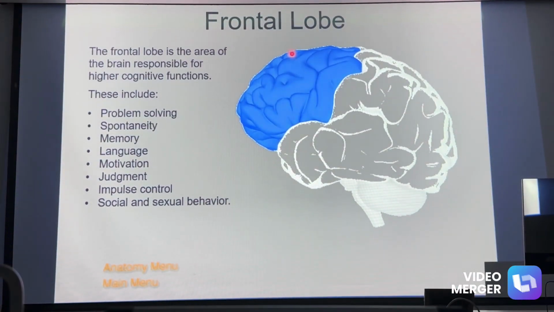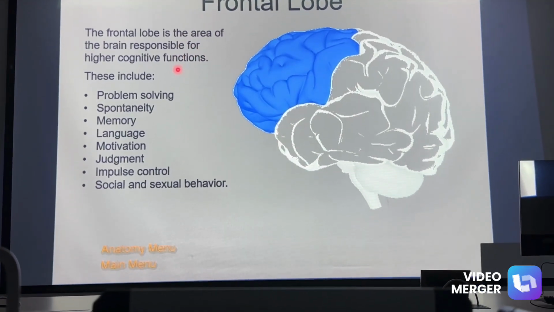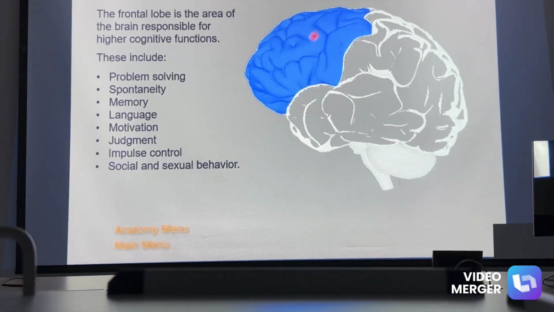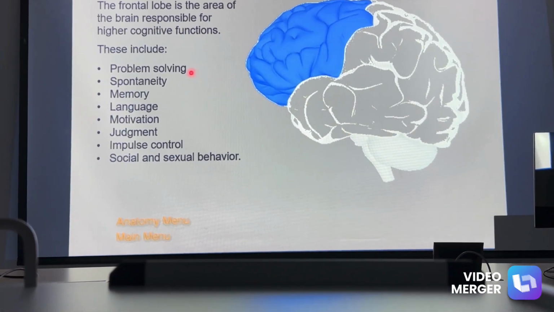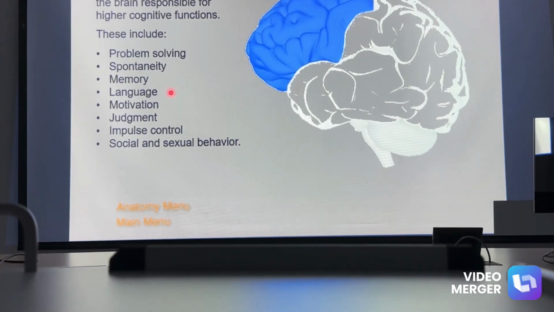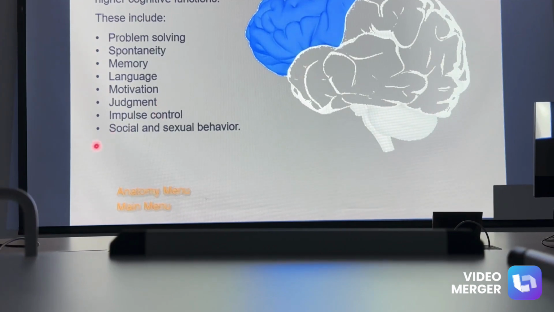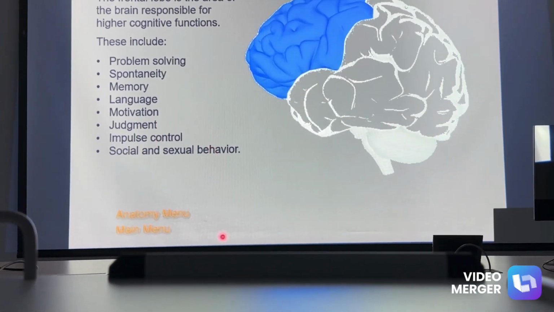We'll start with the frontal lobe. Frontal lobe is the area of brain responsible for higher cognitive functions, which includes problem solving, spontaneity, memory, language, motivation, judgment, impulse control, and social and sexual behavior.